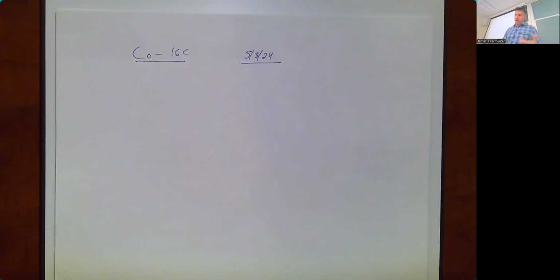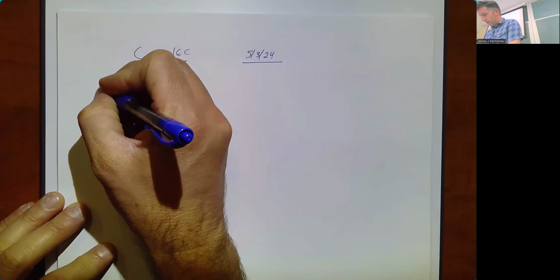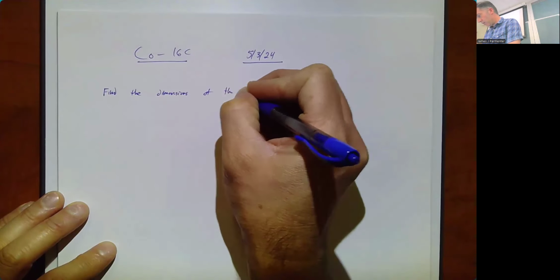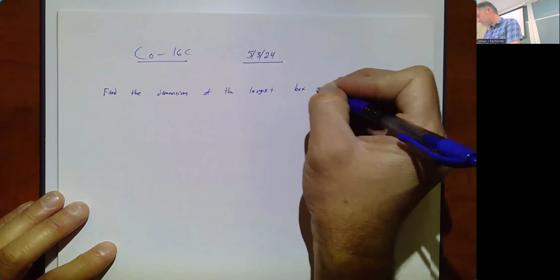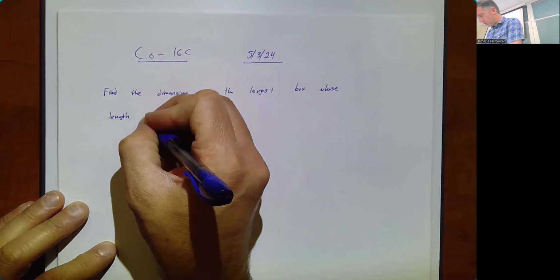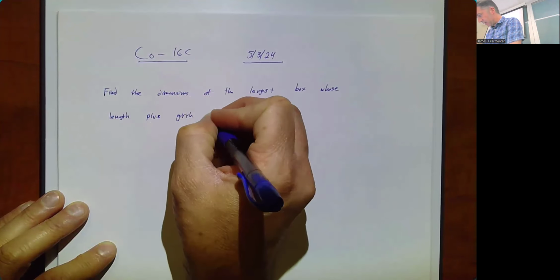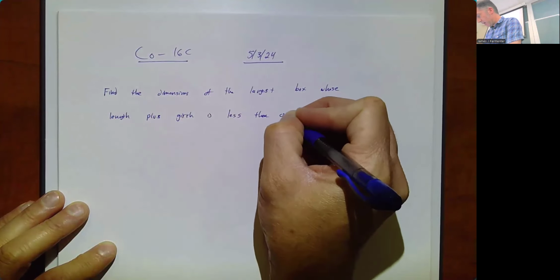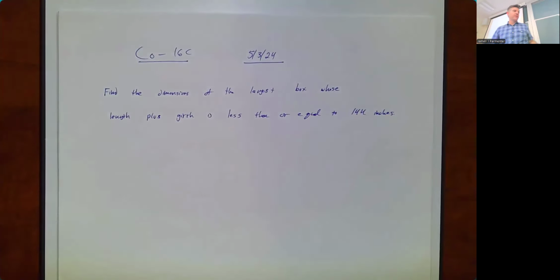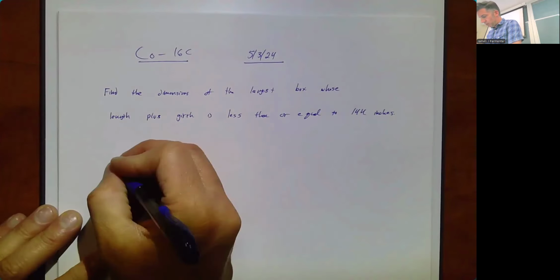We were doing this problem, which I'll set up right now, where we wanted to find the dimensions of the largest box whose length plus girth is less than or equal to 144 inches. The setup last time was essentially this: find the dimensions of a rectangular package of largest volume that may be sent by a shipping company, assuming that the sum of the length and the girth cannot exceed 144 inches. So we've got this kind of picture.